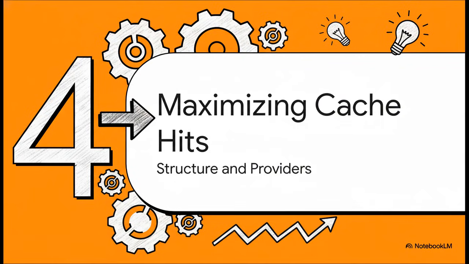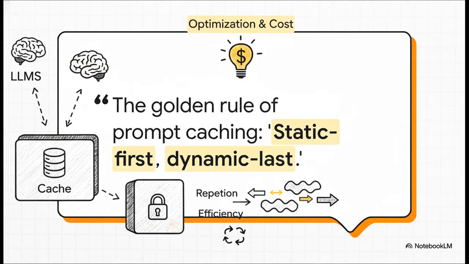Okay, so we know it has to be perfect. So how do we make it perfect? Let's get into the practical how-to side of things and talk about structuring your prompts to get as many of those cache hits as possible. This right here is the mantra. If you remember only one thing from this whole explainer, let it be this: static first, dynamic last.